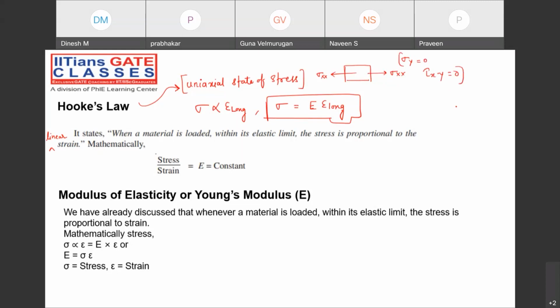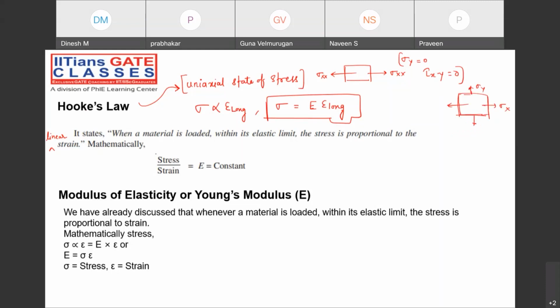When no other normal stress or shear stress is acting on that element, then only Hooke's law is valid, right? In only one direction, either x direction or y direction. It should not be combined direction. You will understand in the principal stress chapter, when we load the material in both the x and y direction, then we try to find the combined effect. That particular thing will be discussed in the principal stress. As of now, we cannot discuss.